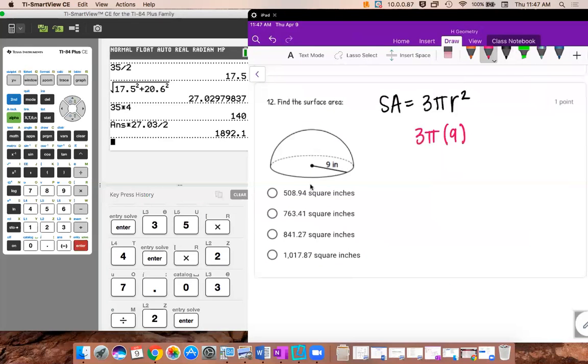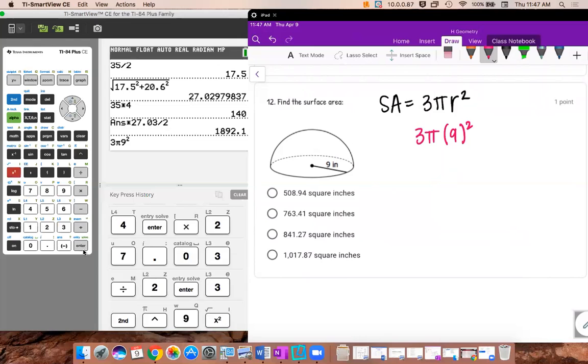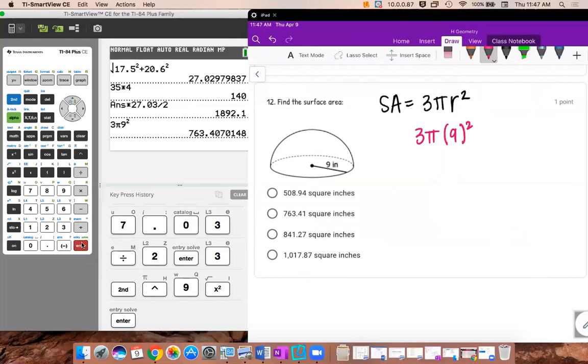And then if I look at my answers, they're in decimals. So I'm just going to go ahead and plug this into my calculator. 3 pi 9 squared, and we get 763.4 something. Now let's be careful with our rounding. This 7 is bigger than 5, so it rounds this decimal up. So 763.41 inches squared, because we're working with surface area. So that's going to be your answer for that one.